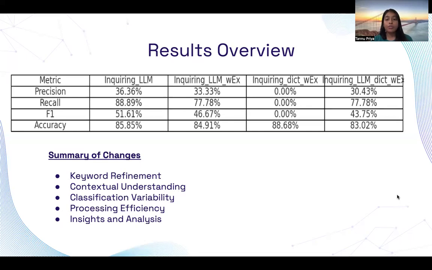Next, the F1 score, which balances precision and recall, was initially 51.6% for the inquiring LLM. With our enhancements, we maintained an effective balance with the final score at 43.75%. Our overall classification accuracy showed a positive trend, initially at 85.85% for the inquiring LLM. Through the improvements, accuracy remained robust at 88.68%. Next, my friend Marina is going to talk about the next part. Next slide.